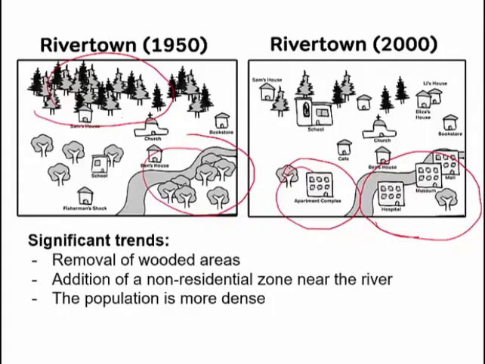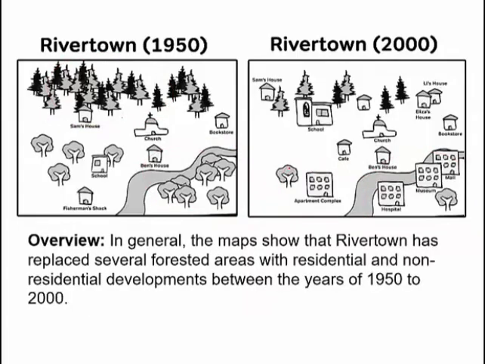Okay, now, in the first part of this essay, remember, we're supposed to come up with an overview paragraph of these things. So here's a sample, using what I found to be the most significant changes between these two maps. It says, in general, the maps show that Rivertown has replaced several forested areas with residential and non-residential developments between the years of 1950 to 2000. Okay, so the removal of forested area for development is the major change that I would point out for my overview paragraph for these two maps.